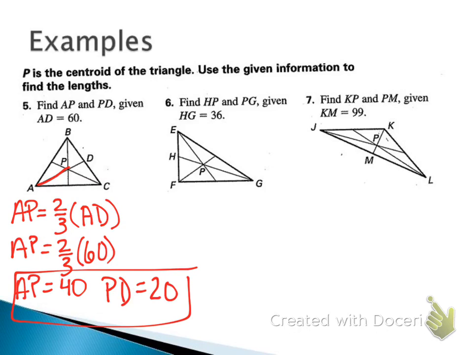Next example, similar situation. We are finding HP and PG, given that HG is 36. Which of these two, HP or PG, is the longer piece? PG is the longer piece. So that means that PG is going to be 2/3 the length of the whole thing. What's the whole thing? 36.